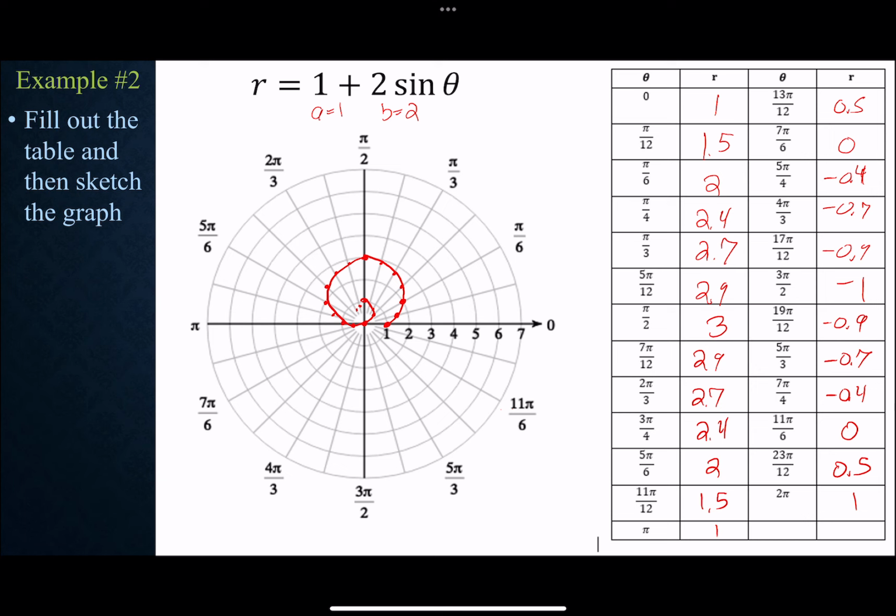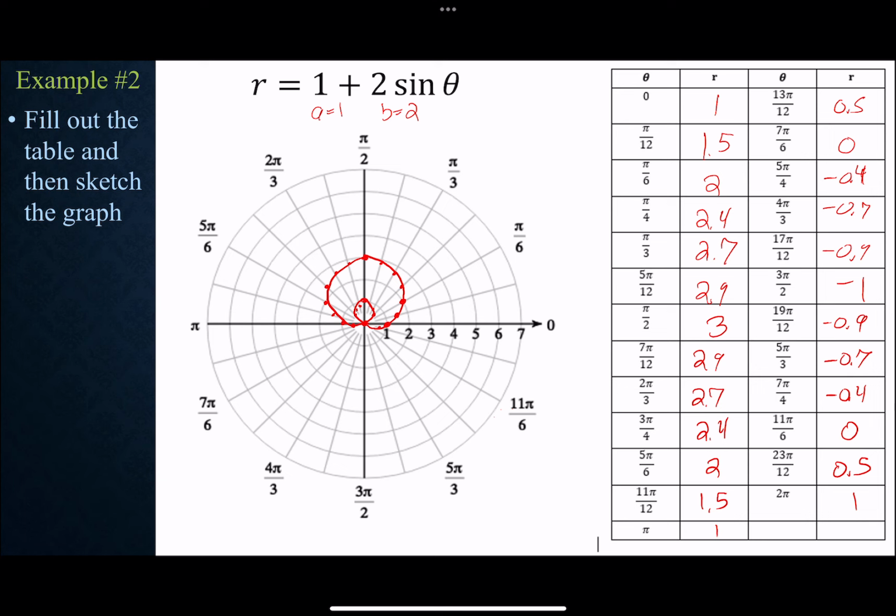Don't drive yourself too crazy trying to plot these things. It gets a little crazy when the decimals are so small. Back to 0, so there's your inner loop. And then we have our 0.5 and then back to 1. So that's our overall shape right there. You can see it's creating that inner loop.